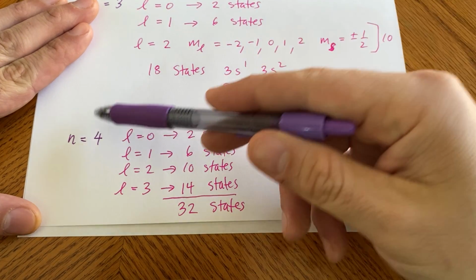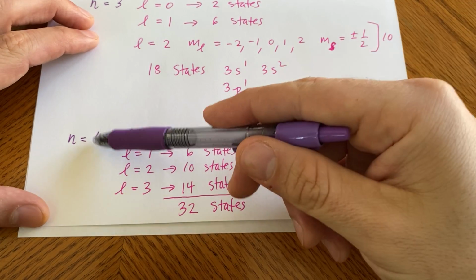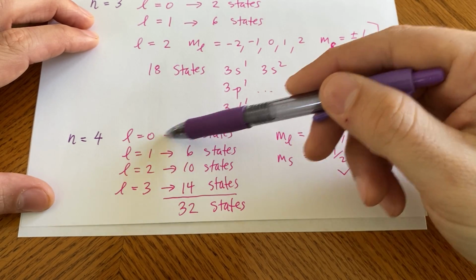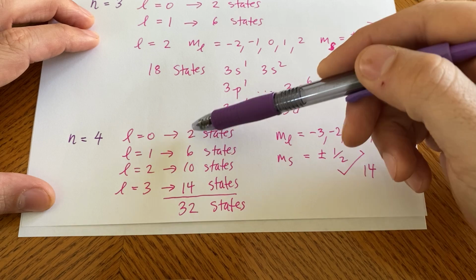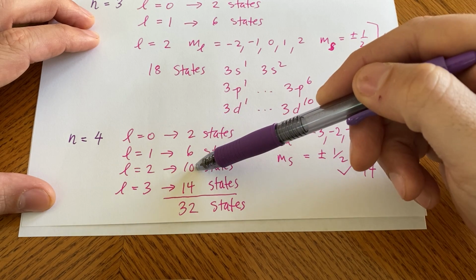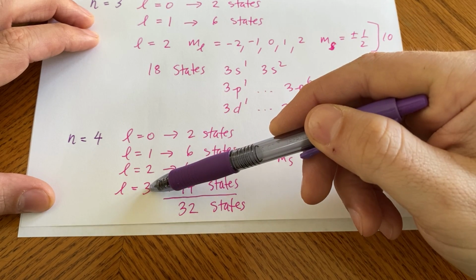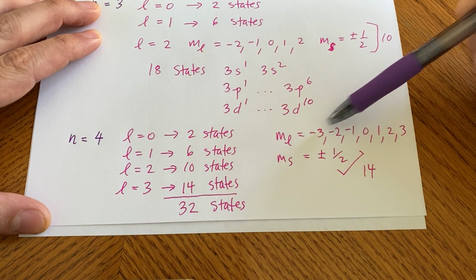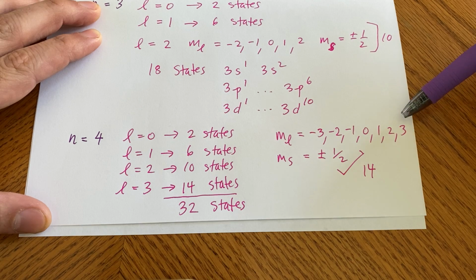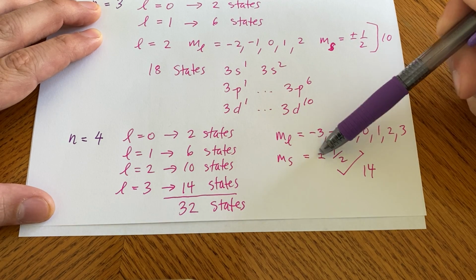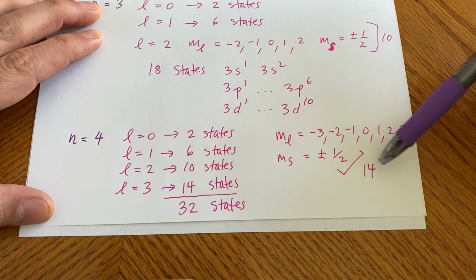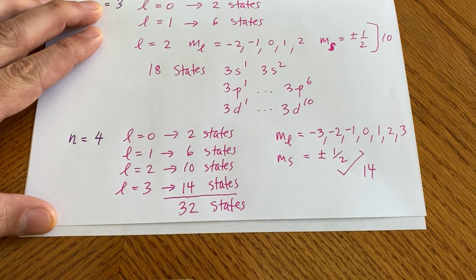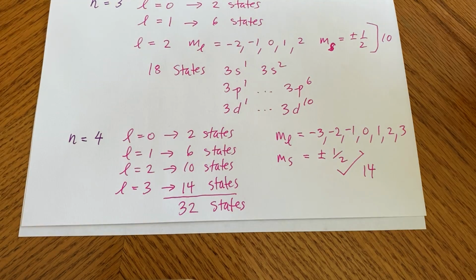And now lastly, n equals 4. When n equals 4, L could be anything from 3 to 0. We've done that, 0, 1, and 2 are all the same again: 2 states, 6 states, 10 states. L equals 3, we end up with 14 because m sub L is minus 3 to 3. That's 7 possibilities, each with plus or minus a half, for a total of 14 states. Add these all up, and there are 32 states in the n equals 4 level.